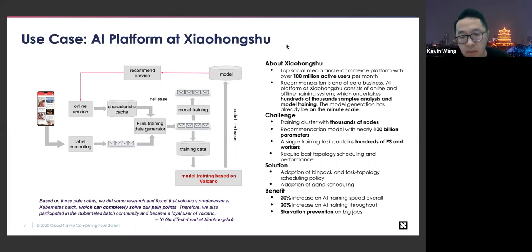So when they adopted Volcano, the most important feature they use is gang scheduling to avoid meaningless GPU allocation. They also enabled the bin packing algorithm to reduce resource fragmentation, and enabled task topology to co-locate the IO heavy pods together to reduce data transmission latency. As a result, they got almost a 20% improvement in AI training speed, and also 20% more AI workloads started together at the same time.